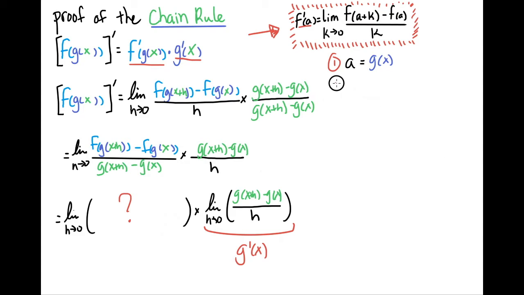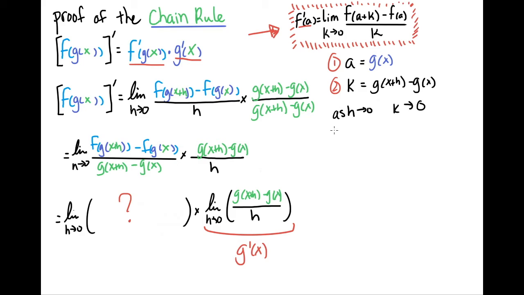Another thing I want to do is define some k and take a look at how it acts. If I say that k is equal to g of x plus h minus g of x, let's take a look at how the limit changes. Before, we had h goes to 0. So as h goes to 0, how does k act? What does k go to? If we put in 0 here, we get g of x minus g of x. So as h goes to 0, k goes to 0 as well.